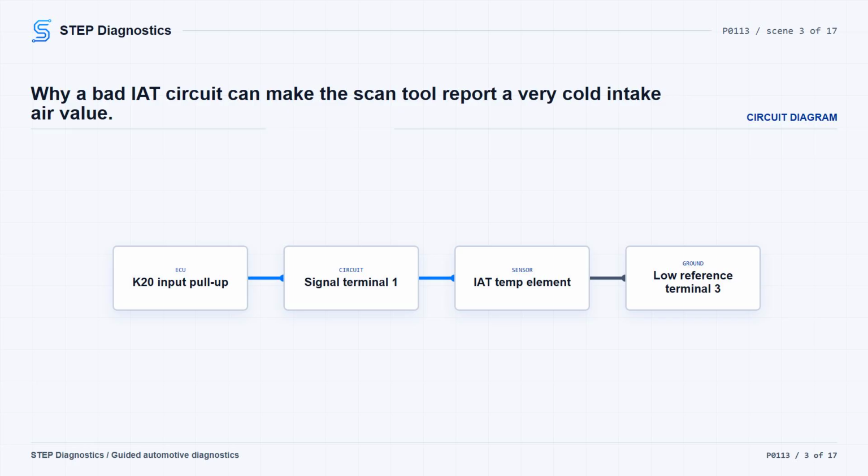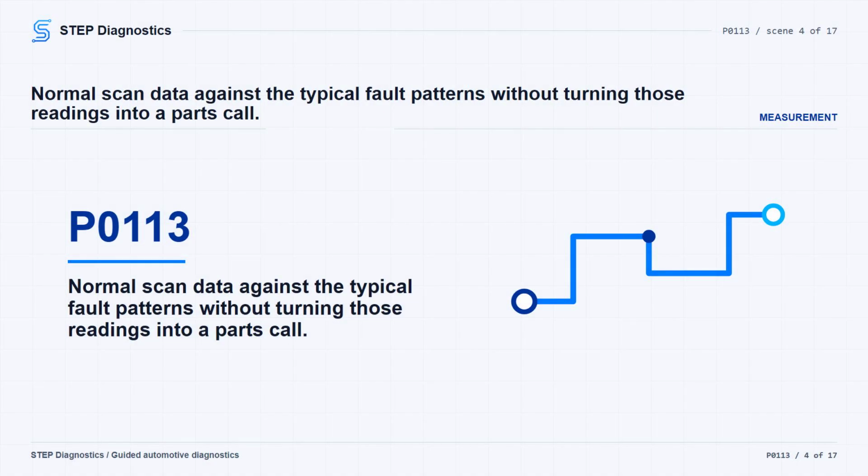As a scan data reference, the parameter normal range is from -39 to 130 degrees Celsius, and the scan tool display range is between -40 and 150 degrees Celsius. Typical fault data shows the signal at 150 degrees Celsius for a short to ground, and at -40 degrees Celsius for an open signal or a signal short to voltage. An open low reference path can also show -40 degrees Celsius. Internal control module or component damage may occur if the circuit shorts to B+.